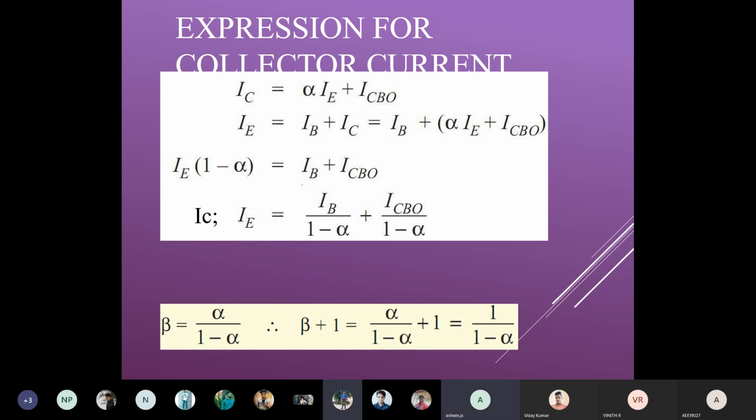Sir, the 1 minus alpha is going to that side, sir. In the sense, I want to make a common denominator for alpha by 1 minus alpha plus 1. So to make a common denominator, I want to multiply 1 minus alpha to your 1. Is it right or not?